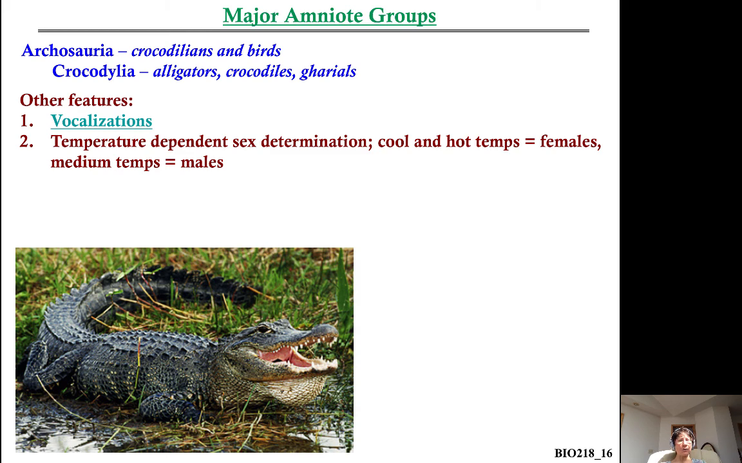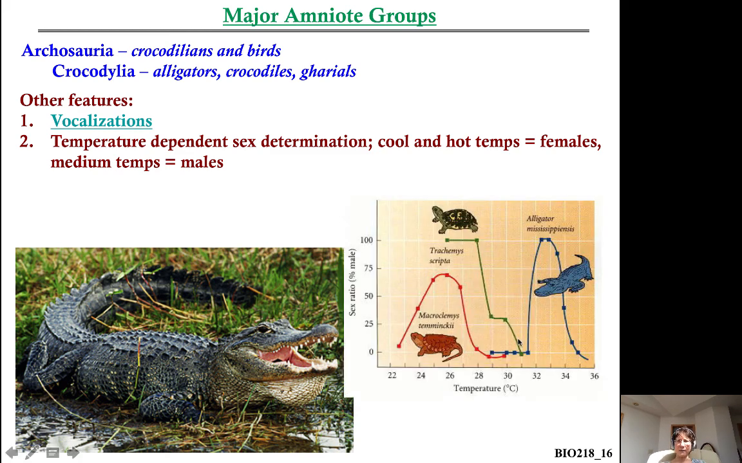And crocodilians also exhibit temperature-dependent sex determination. So going back to this graph, remember this is percent male. In the case of the average incubation temperature, low temperatures and higher temperatures will produce females, and it's the mid-range temperatures that seem to produce the males.